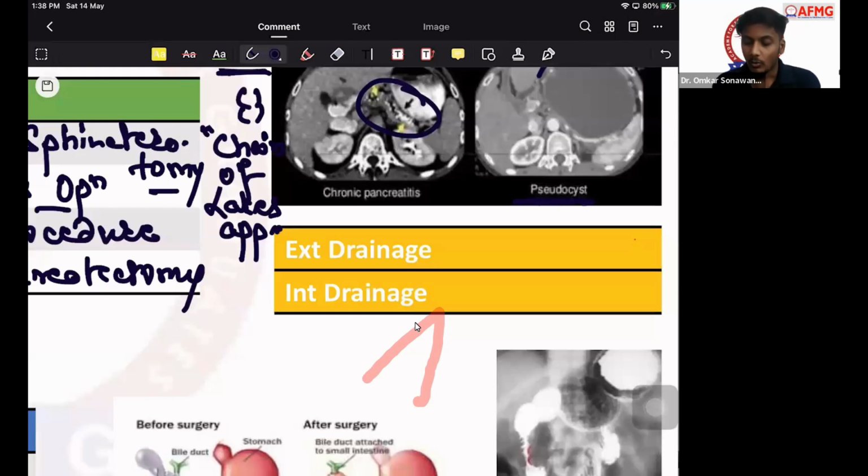Anybody? What is the treatment of choice? If a patient is having a pancreatic pseudocyst, what should be the best management option?